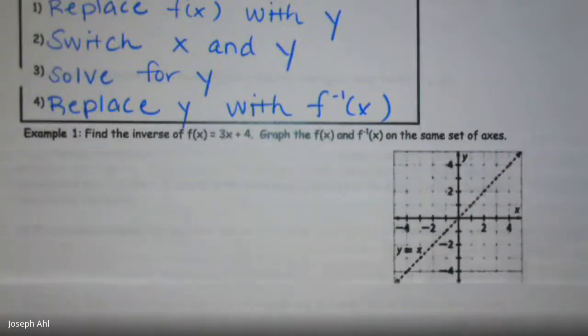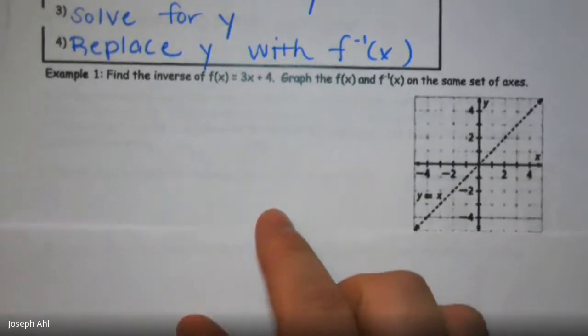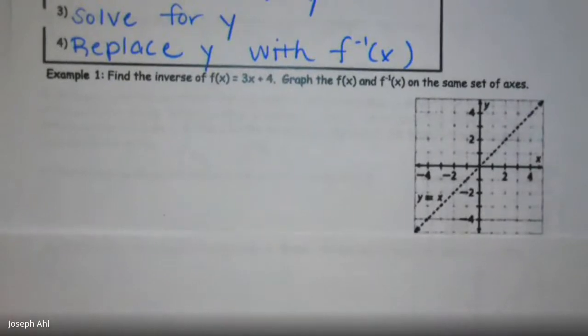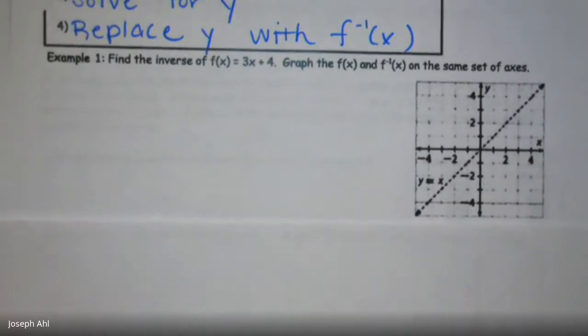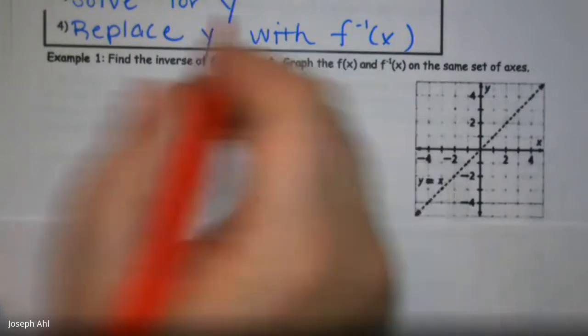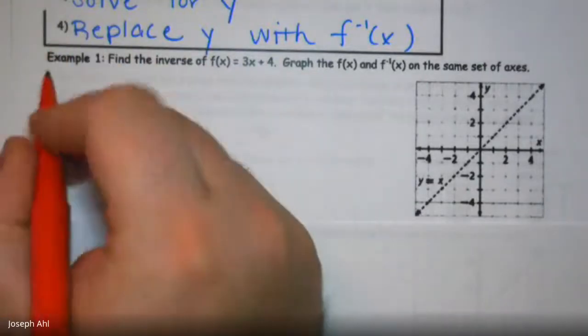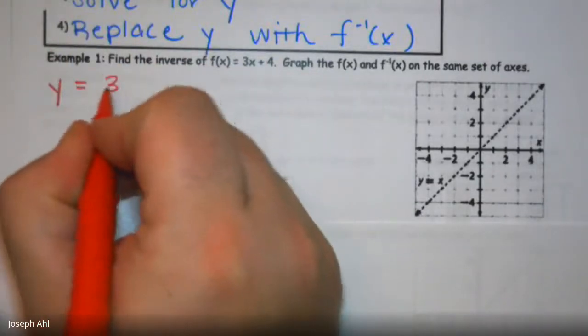So let's do this next example right here. It says find the inverse of f of x equals 3x plus 4. Graph the function f of x and its inverse on the same set of axes. So let's first take a look at finding the inverse algebraically. I'm going to take step 1, which just said replace f of x with y, and get started.